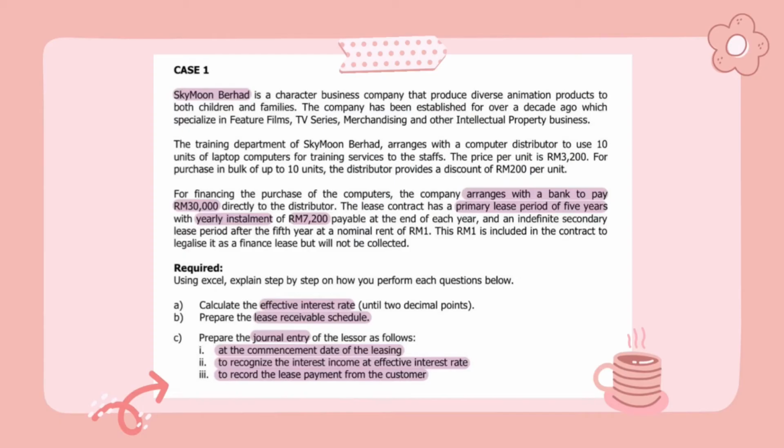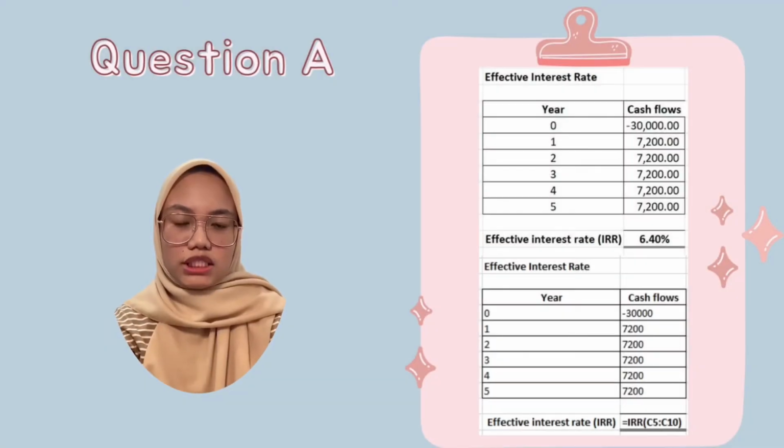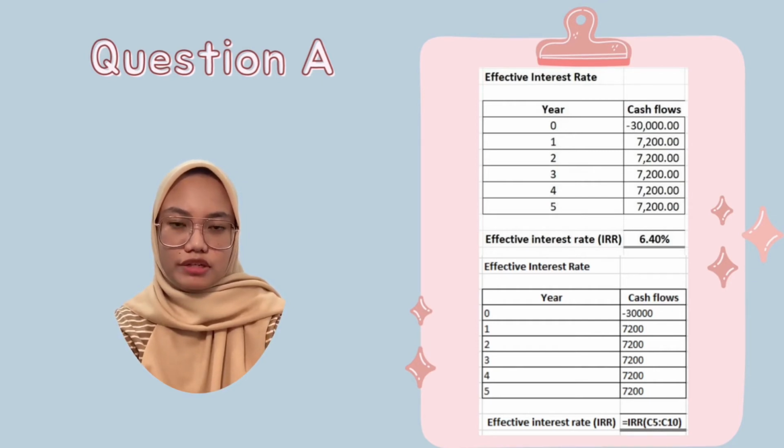Why? Because the question stated 3,200 is the actual price and it was purchased in bulk of 10 units with a discount of 200 per unit. So 3,200 must be multiplied by 10 and 200 must also be multiplied by 10, and it becomes 32,000 minus 2,000, and you get 30,000. As for year 1 until year 5, the cash flow is 7,200 because the question stated the yearly installment of 7,200 is payable at the end of each year.